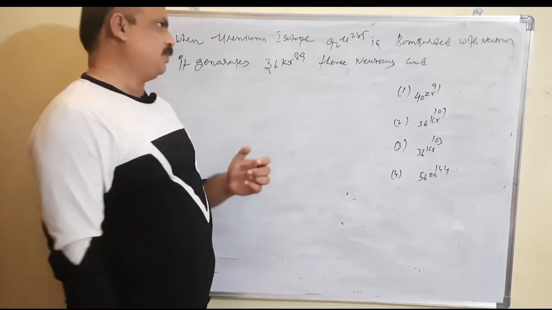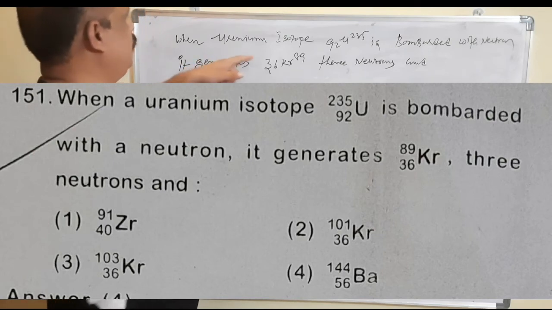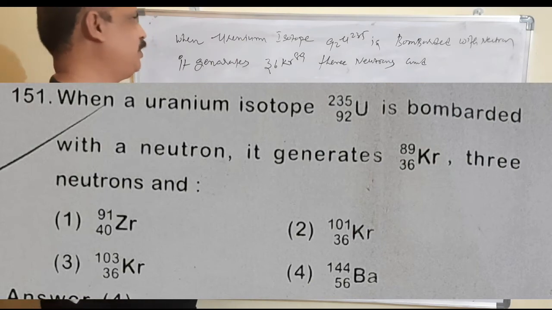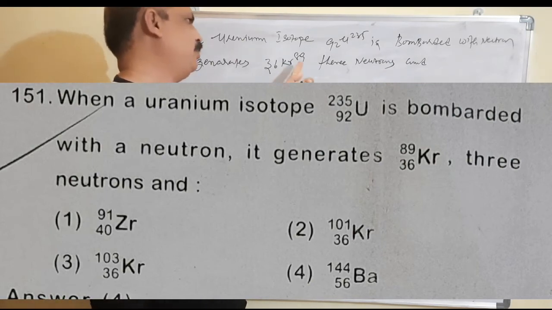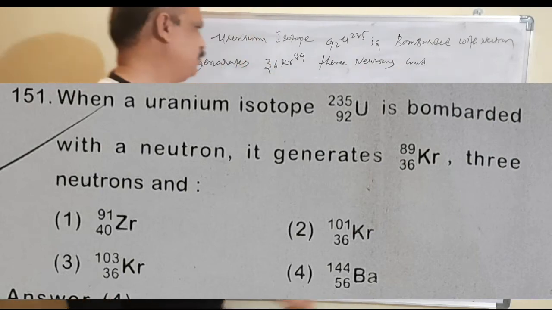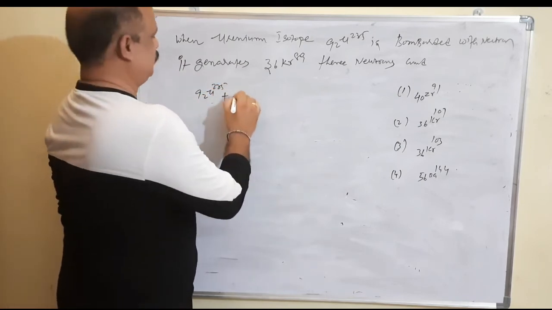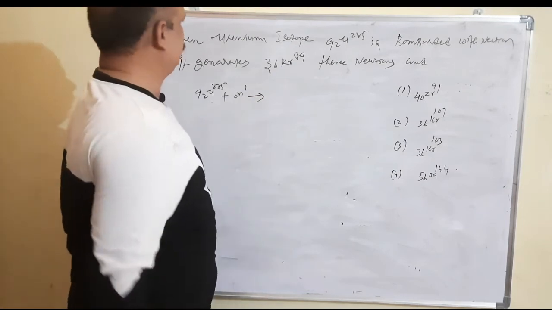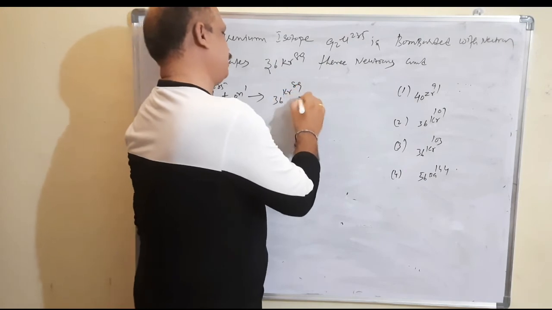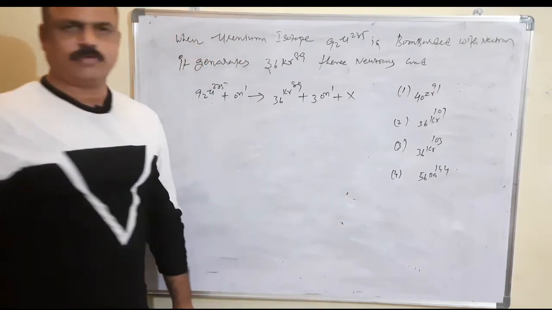So this is a simple question asked from the nuclear fission process. When uranium isotope 92 uranium-235 is bombarded with a neutron, it generates 36 krypton 89, 3 neutrons and dash, which of the following. So this is the equation, 92 uranium-235 plus neutron gives rise to 36 krypton 89 plus 3 neutron plus an unknown quantity that we want to find out.